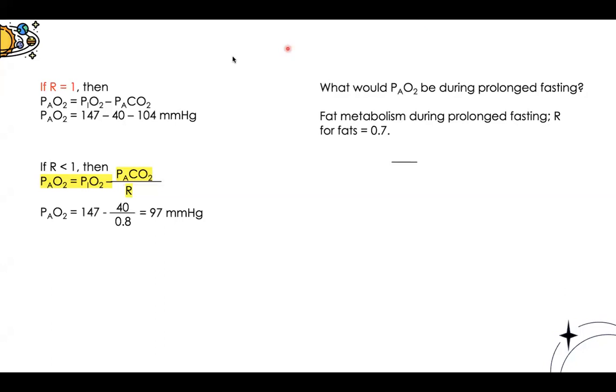Okay, I got 90. Let's see. Yes, it's 90 millimeters of mercury. Is this clear? This is all I really need you to know from this part. Is this clear, or do you want me to go over it again?